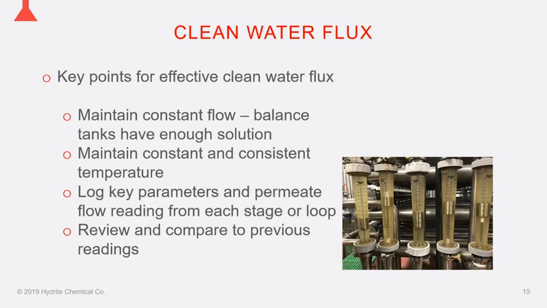By constant temperature, we mean we don't want the temperature to rise significantly as we go fluxing from one loop to the next performing the test. And consistent temperature means it's done at the same temperature potentially day after day. Then we want to log those key parameters along with that data into a log sheet so we can compare and review it against previous readings. A lot of people will have a data historian, or other people will have paper sheets.